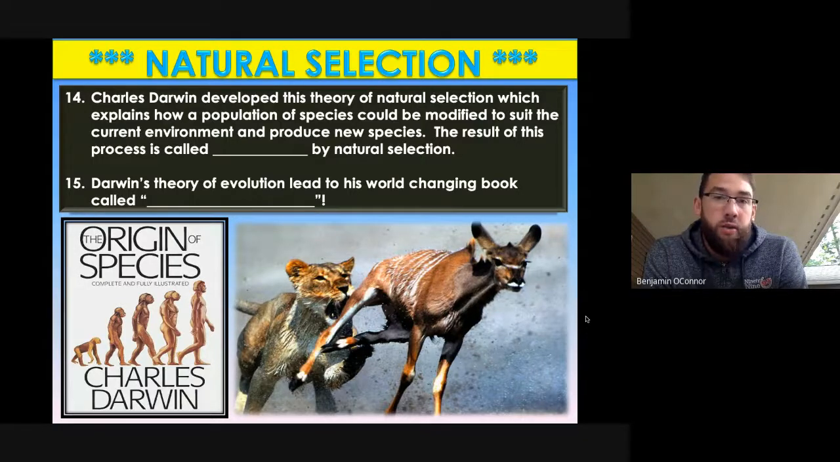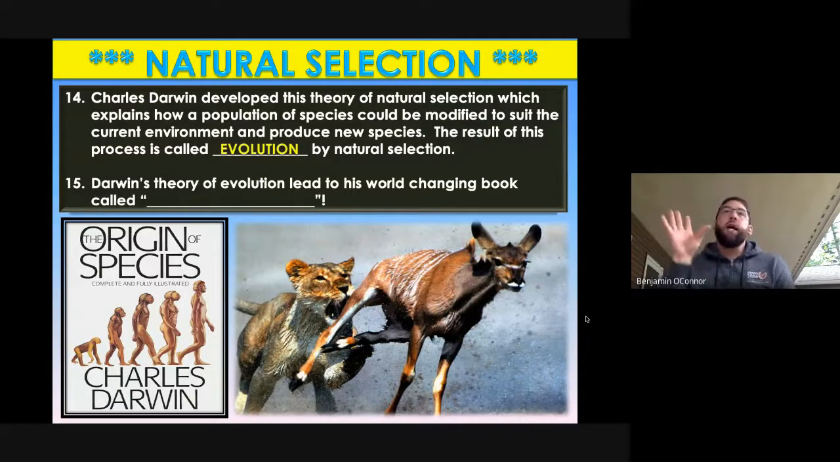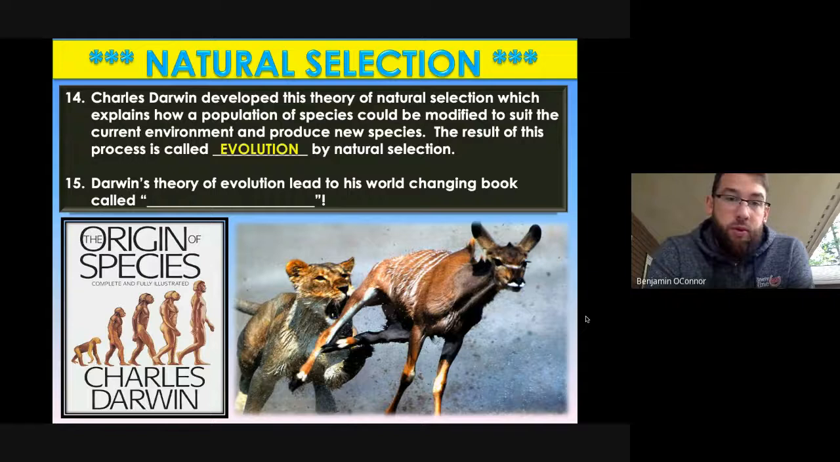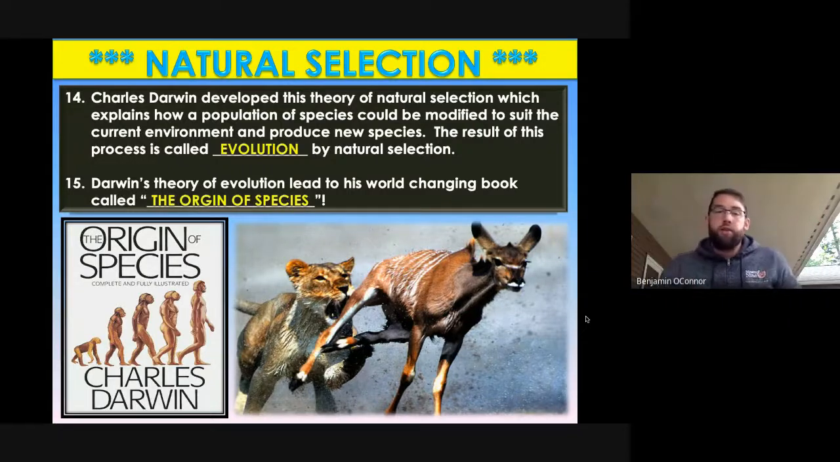Number 14, Charles Darwin developed his theory of natural selection, which explains how a population of species could be modified to suit the current environment and produce new species. The result of this process is evolution by natural selection. Natural selection and evolution go hand in hand. It's peanut butter and jelly. You'll never hear one without the other. Darwin's theory of evolution led to the world-changing book called The Origin of Species, which was pretty much his raw writings from the journal he kept as a naturalist.